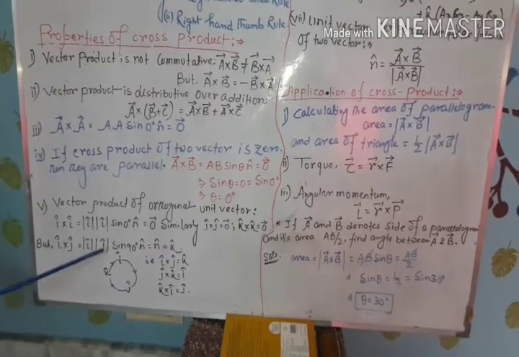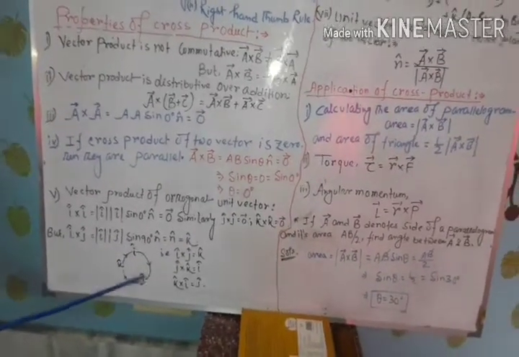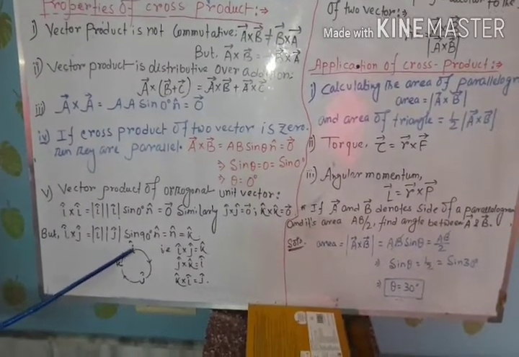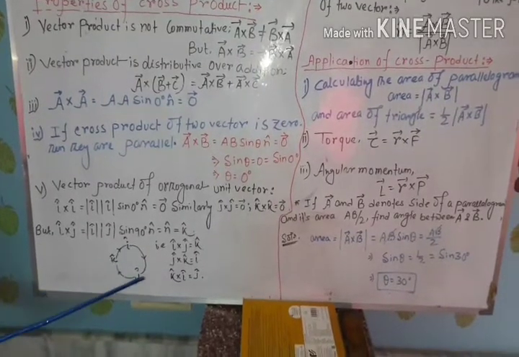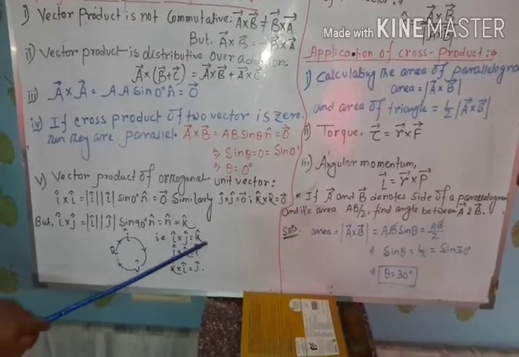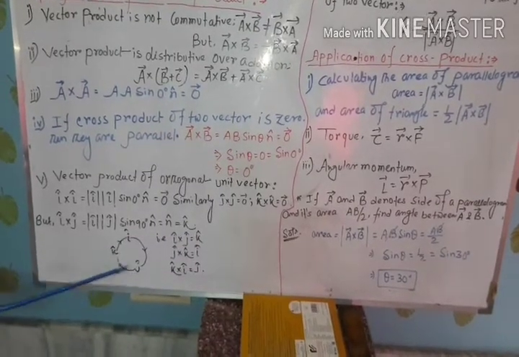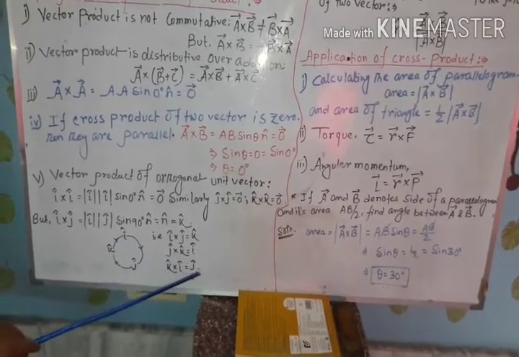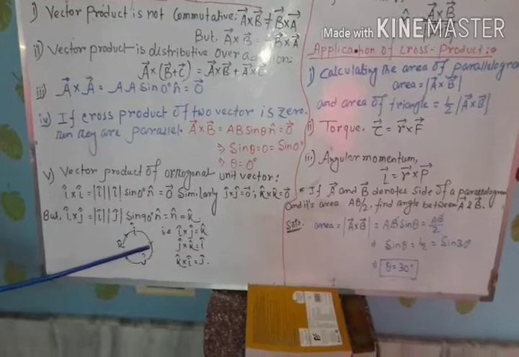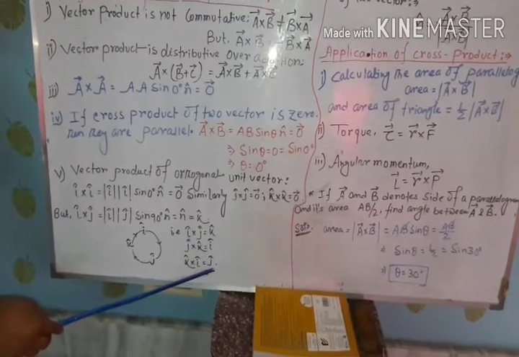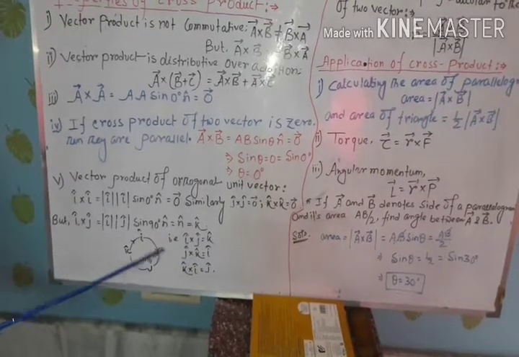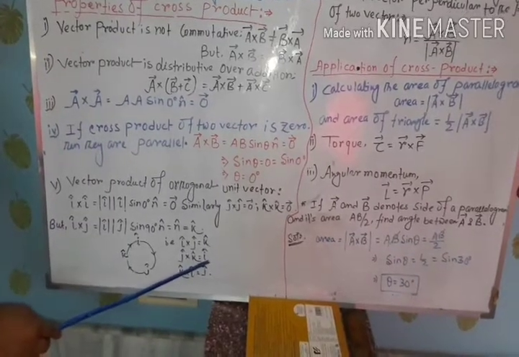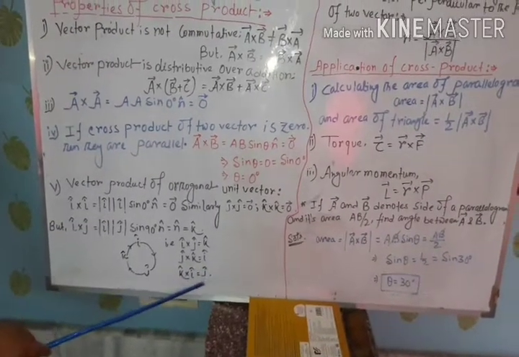To remember this, you have to remember this diagram. Just see i cap, j cap, k cap, and we rotate in the clockwise manner. So therefore whenever you perform the cross product i cross j, it will give k cap. Next j cross k, it will give i cap. Next k cross i, it will give j cap. So whenever you rotate clockwise, we get k cap, i cap and j cap. But if you rotate in anti-clockwise manner, then k cap is replaced by minus k cap, i cap is replaced by minus i cap, j cap is replaced by minus j cap.